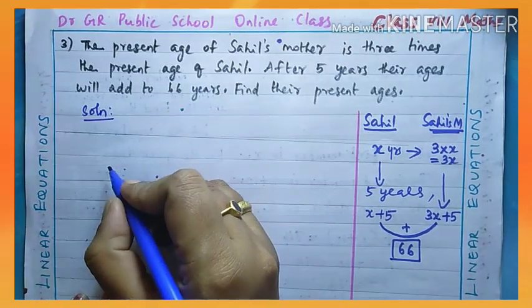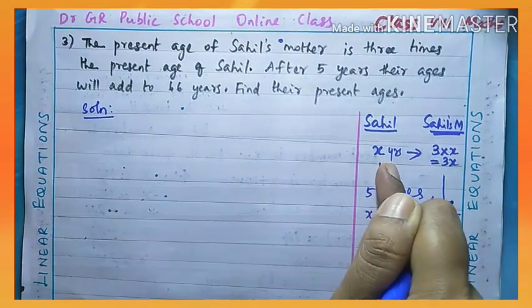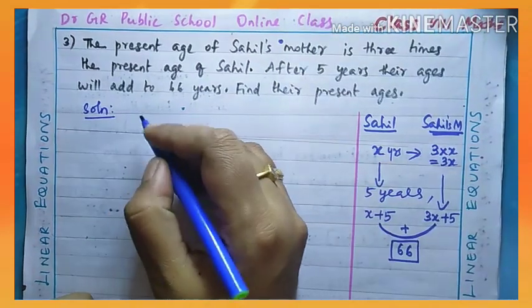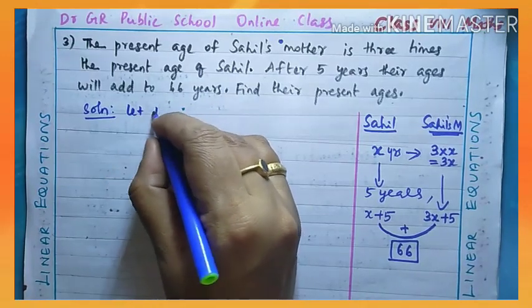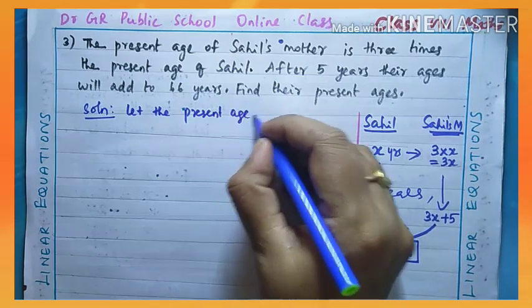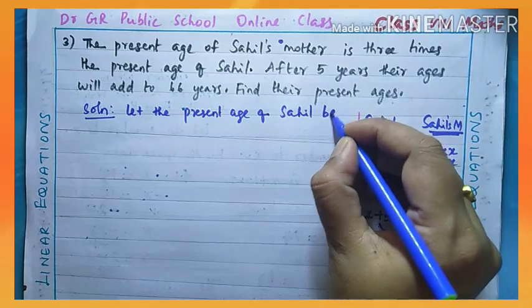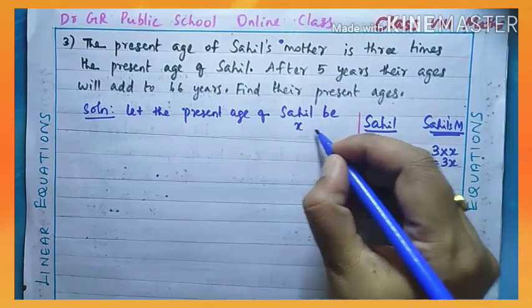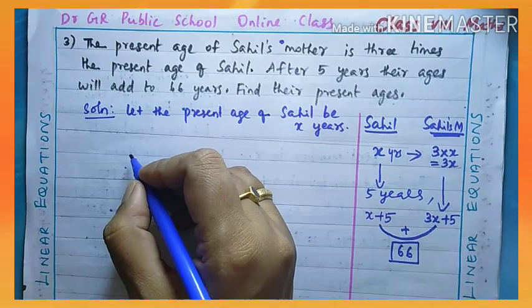And first, what is our step? We need to take the age of Sahil as x years. So you are writing the first step as: let the present age of Sahil be x years. We are taking this as x years.